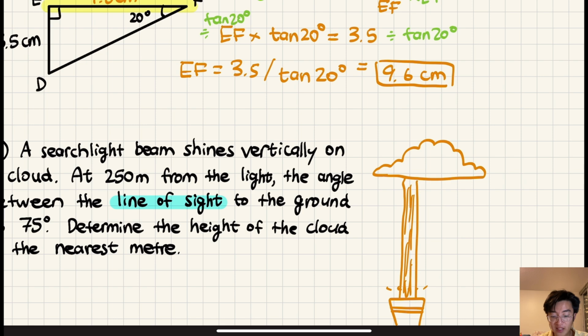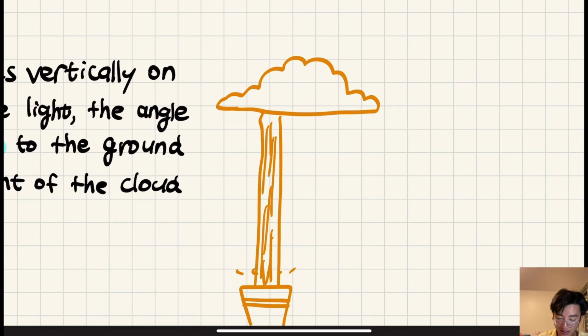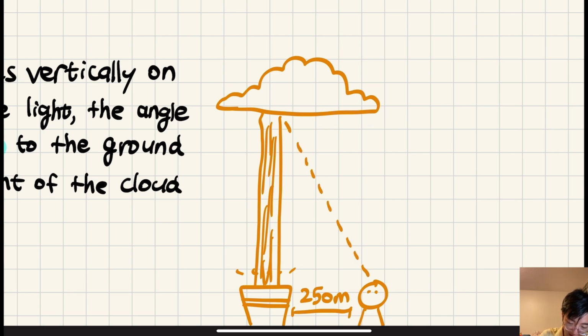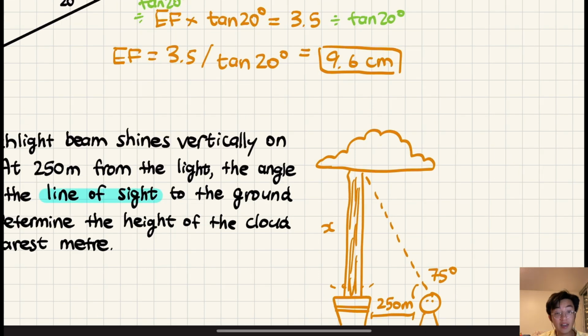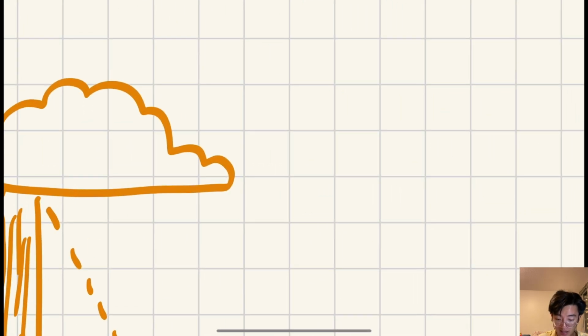And at 250 meters from the light, the angle between the line of sight to the ground is 75 degrees. So let's say we are right here, currently 250 meters away from the light. And our line of sight, from what we see to this light right here, is 75 degrees. So now we have to find the length of this light beam to calculate the height of the cloud. This question can just boil down to this triangle right here.